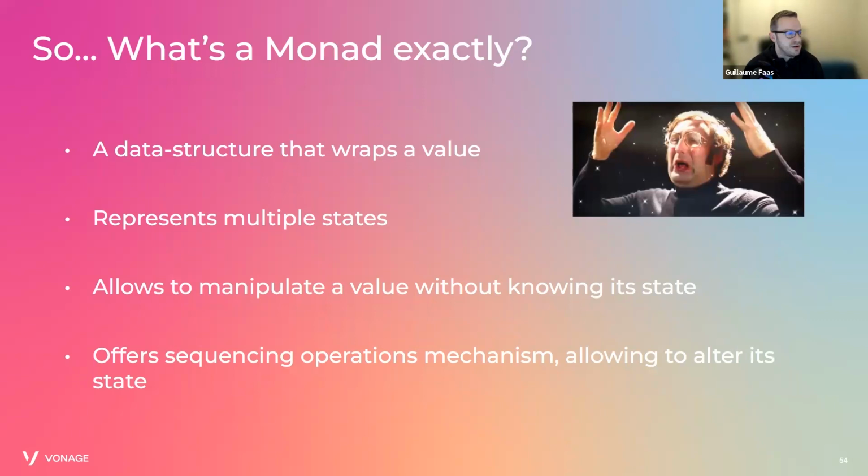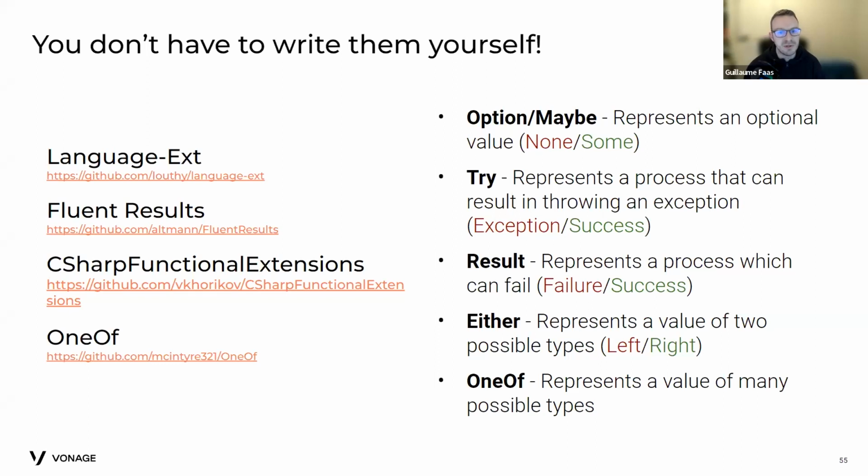Now, what we've done there is creating our own. Obviously, you don't have to do that. There are plenty of libraries available. And the most famous one is LanguageExt, which is probably my favorite NuGet ever, I have to say. The other ones are valid too, and yeah, don't write your own. Try to use one of those.